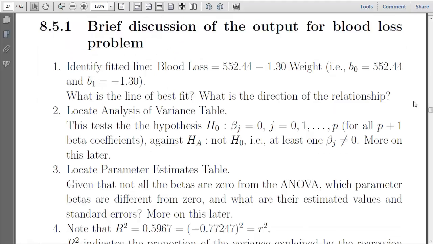Okay. So the next part is locate the analysis of variance table. I'm going to show you two ways to get this, but let's test the hypothesis of, say, the slope equal to 0. So let's let j equal 1, so that the null hypothesis is beta 1 equals 0, and we'll test that versus the alternative that the null hypothesis is not true, meaning that it's not equal to 0.